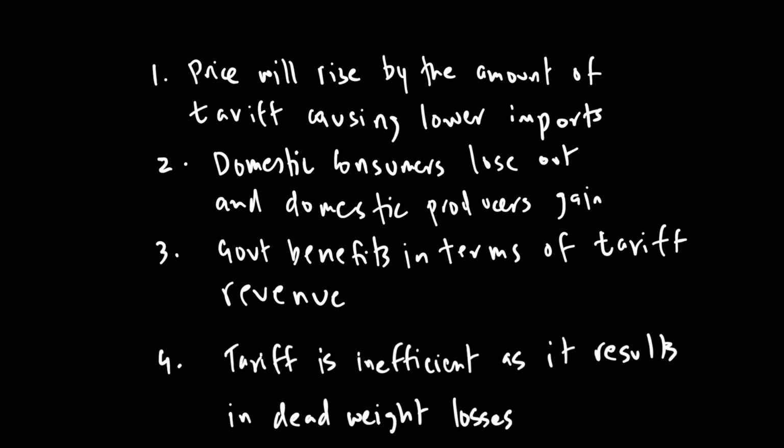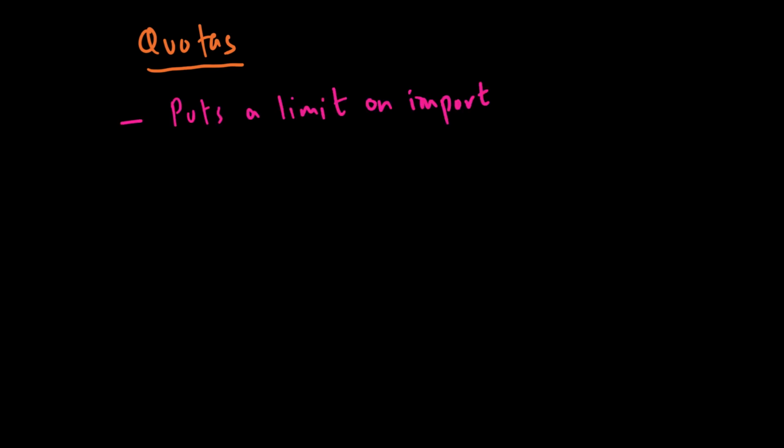Let's now discuss quotas. So what are quotas? We say quotas are basically an alternative to tariffs, and a quota results in us basically putting a limit on imports of a commodity to a given volume. So we are restricting supply in order to have lower imports.